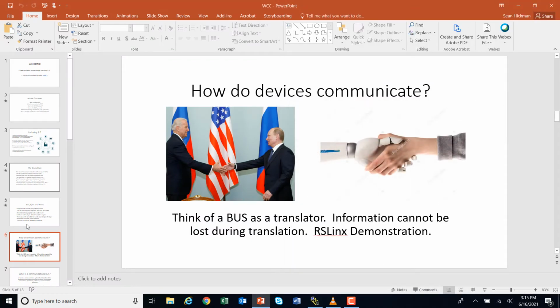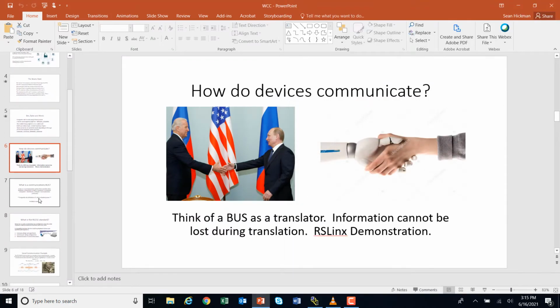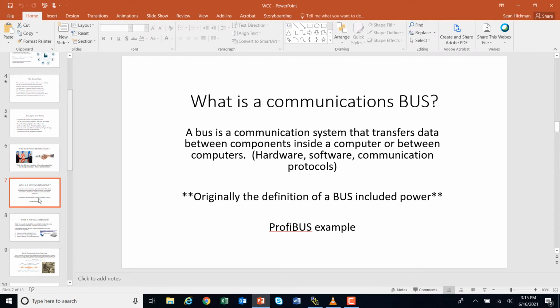All right. So as we keep going here, I want to talk a little bit more about a bus. What is a communications bus? So a bus is a communication system that transfers data between components inside a computer or between computers. So it's like the translator. And it's what we're talking about: hardware, software, and communication protocols. Note that originally a bus also included power. And so what I got here is, you're going to see a lot of buses out there that you're going to have to configure and get working, okay?